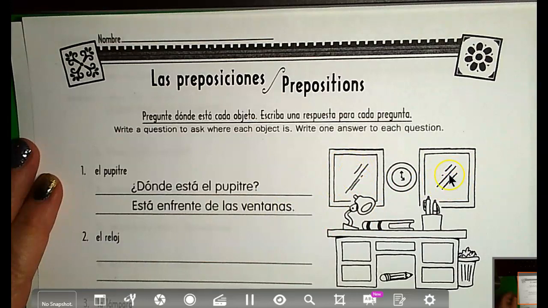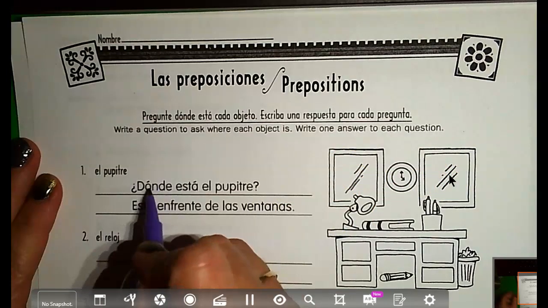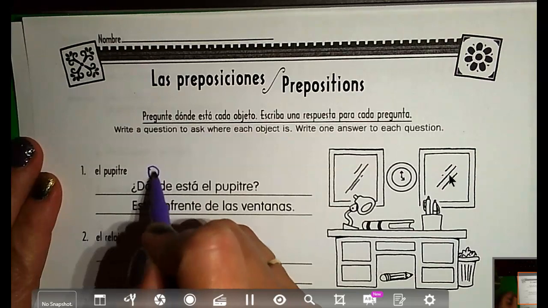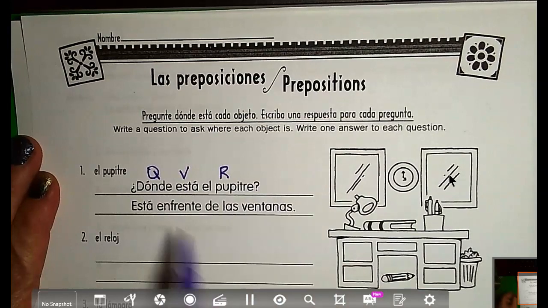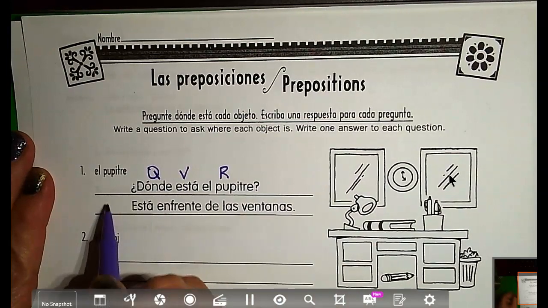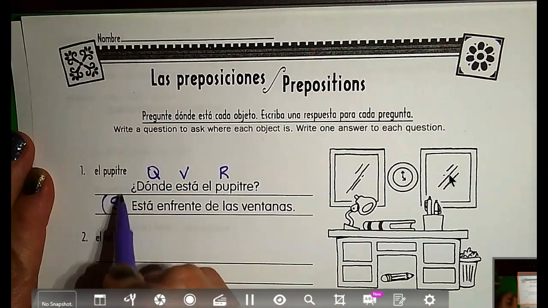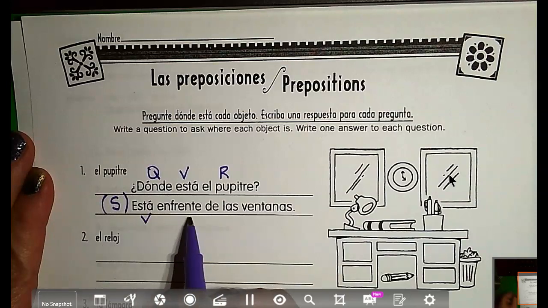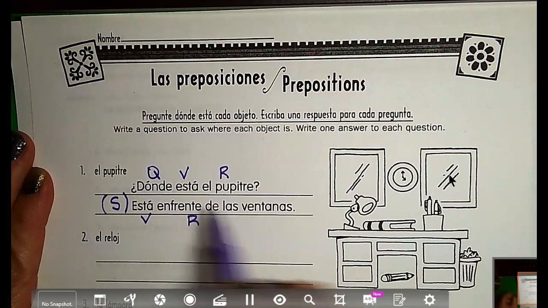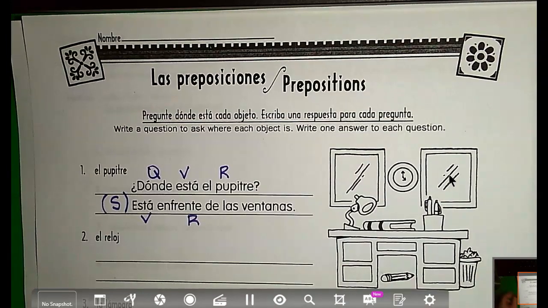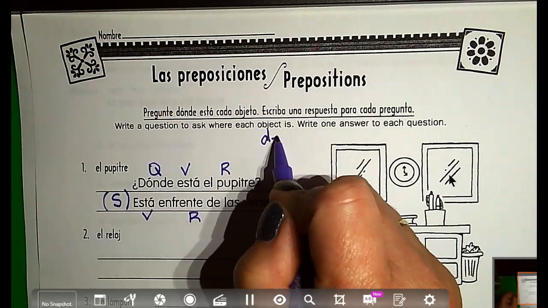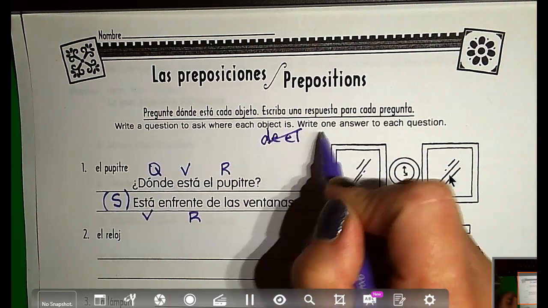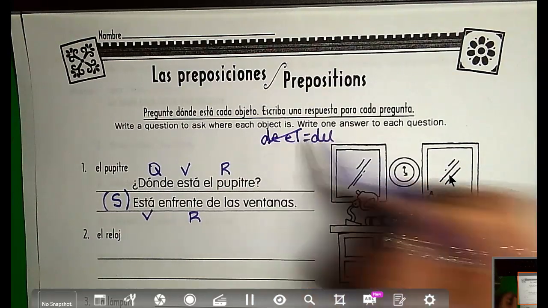Remember, ventanas are windows. Remember, when you're writing a question with a question word, that goes first, right? Question, verb, remainder. When you answer, you would have a subject out here if you so chose, then your verb, then your remainder, which would be our prepositional phrase. Now watch out. If you go farther down, you're going to see that we have some el. Don't forget that when you have de and el next to each other, they're going to combine and become del.